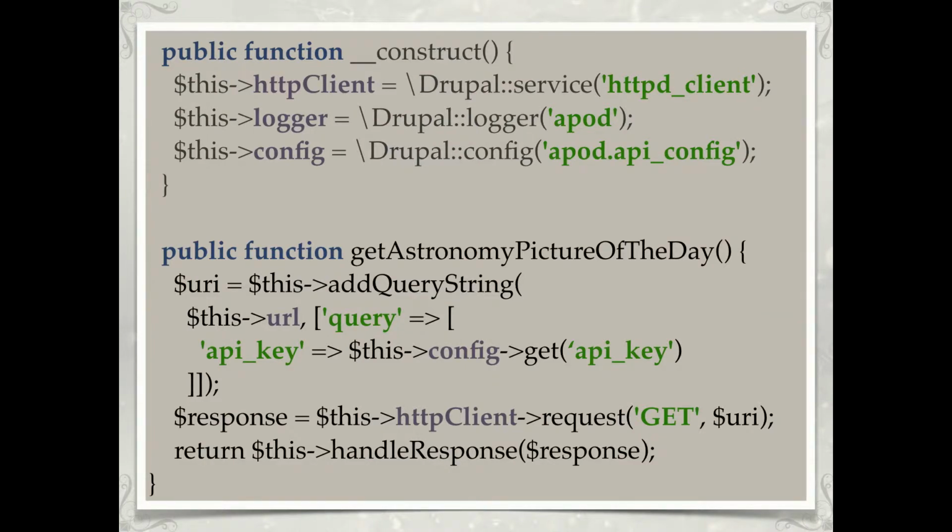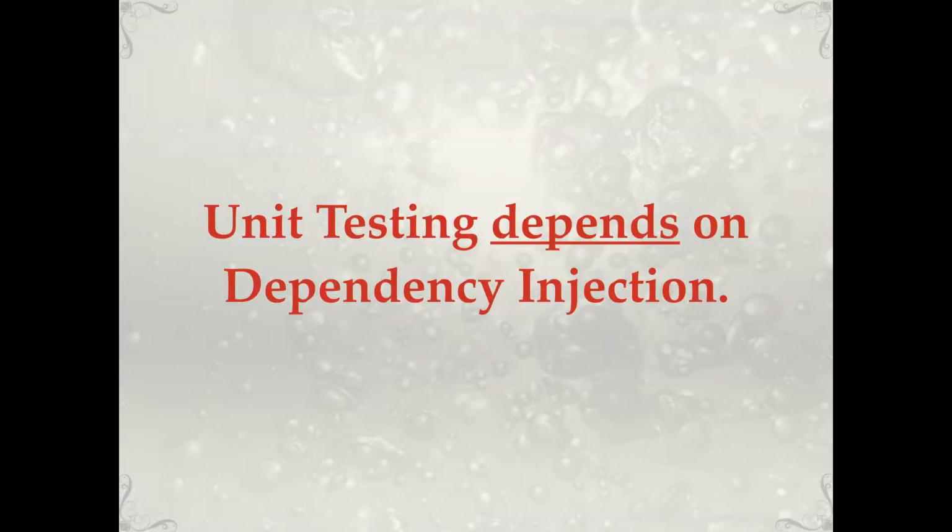If you look at the getAstronomyPictureOfTheDay method, you can see at the bottom that this code is trying to make a request to some URI. If we don't mock this and control the behavior of that HTTP client object, we can't test what happens when this method connects to the service, what happens when it doesn't connect, what happens when it gets a bad response, right? We want to be able to test all of that. So unit testing depends on dependency injection. That's where you laugh politely.